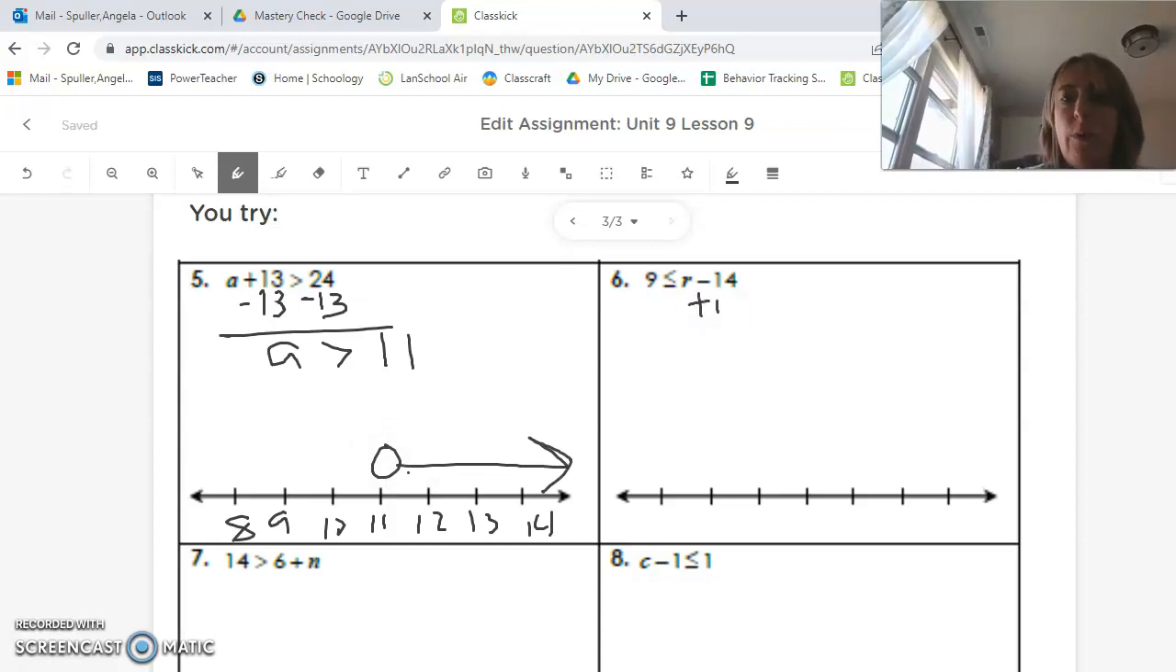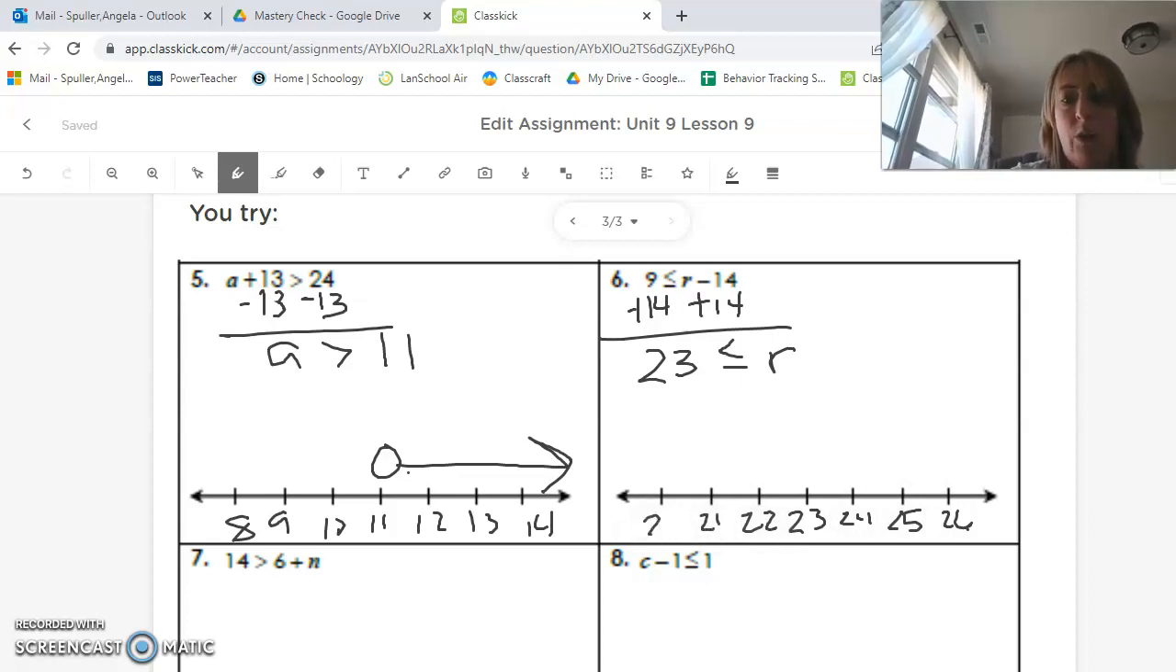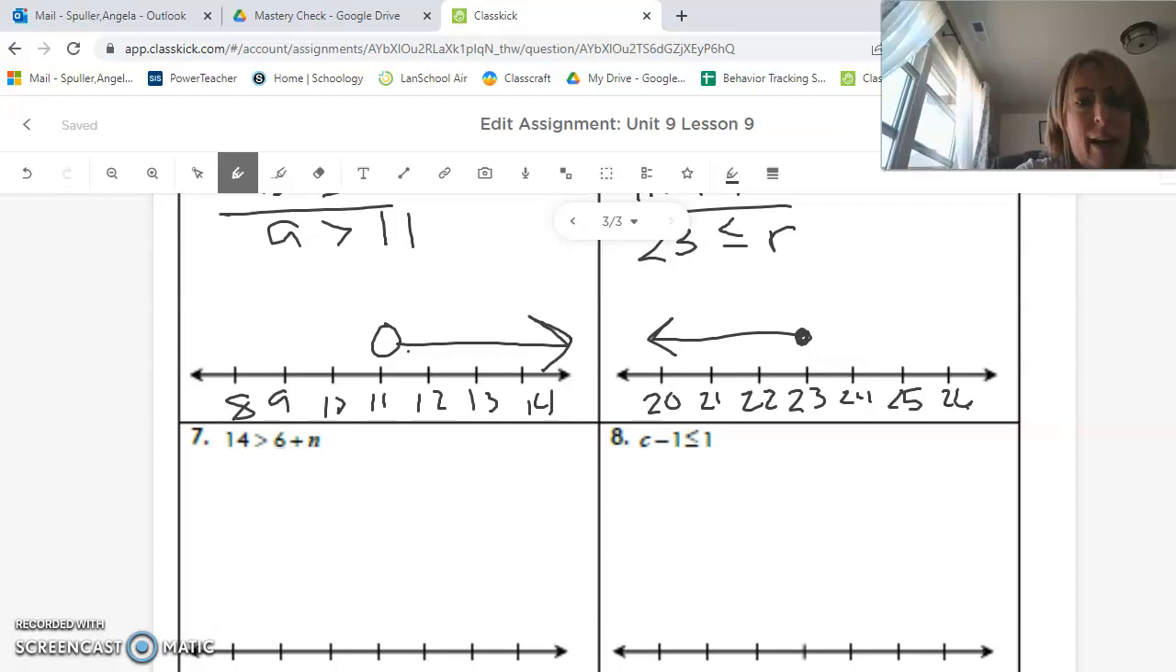Okay, adding 14 for number 6, adding 14. 9 plus 14 is 23, is less than or equal to r. So let's start 23, 24, 25, 26, 22, 21, and 20. All right, less than and equal, so I got to start with a closed circle, and then less than to the left.